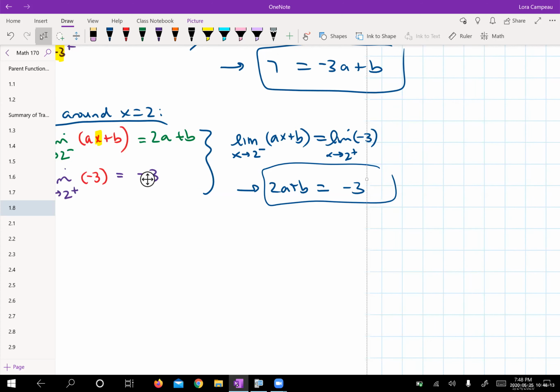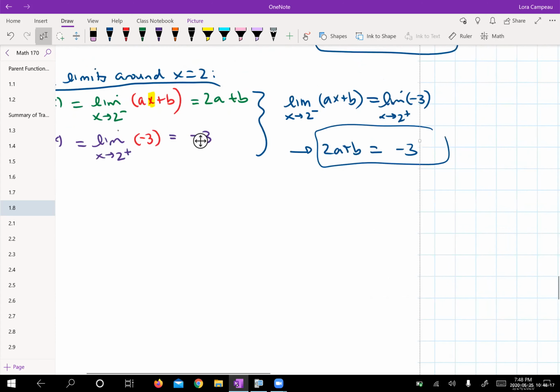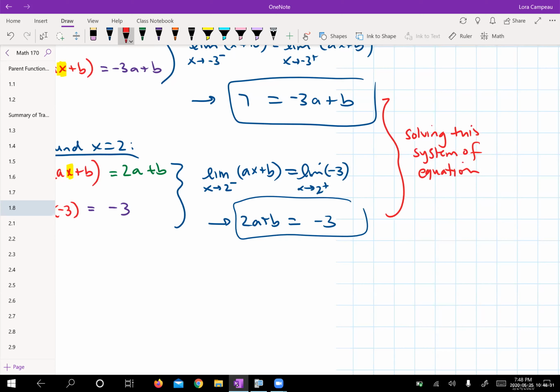I don't have that much space. I can write on the page, but I like to kind of show you where I'm getting at. So if we solve this system, I know you're used to using a lot of x and y's, but it's the same idea. Solving this system of equations will give us our a and b values if the solution exists.